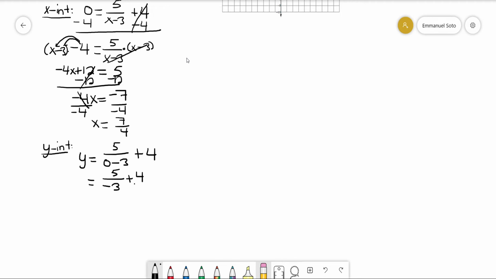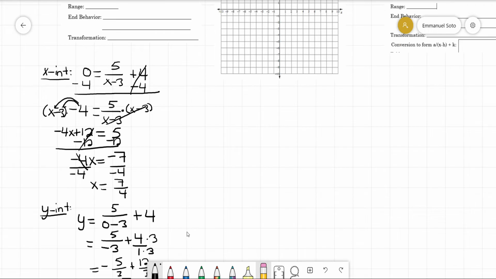And we have a 4 over 1. So we got two fractions that we got to combine. Our least common denominator is 3, so we need to multiply this by 3 in order to make it into a 3. Whatever we do on bottom, we do on top here. So we have negative 5 over 3 plus 12 over 3. And then we have negative 5 plus 12 is 7, so we have 7 over 3. And that is our y-intercept, so we're going to plug that in.